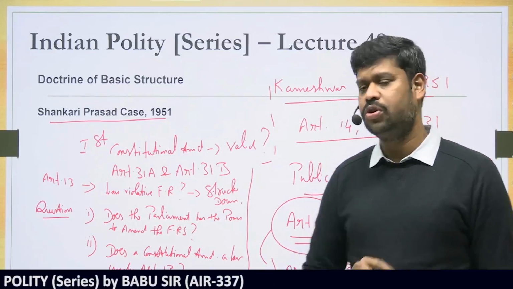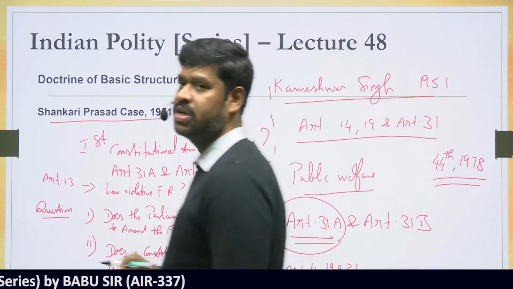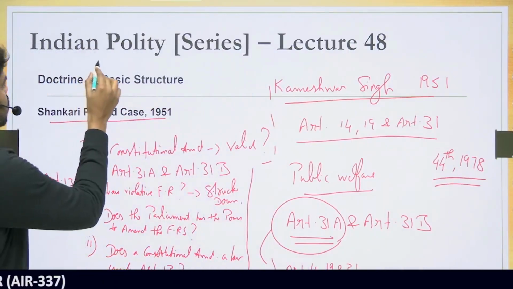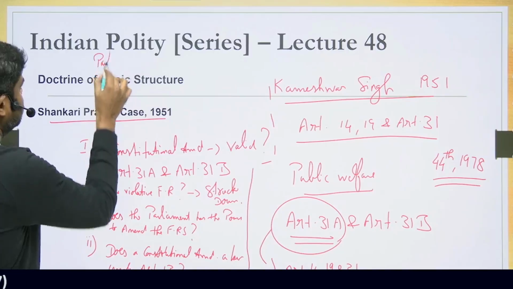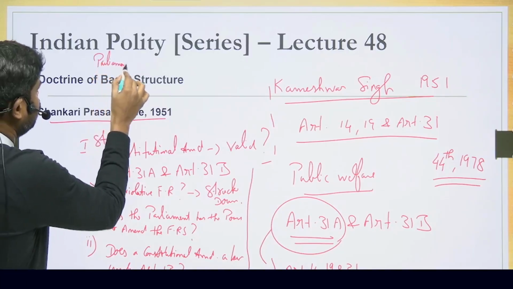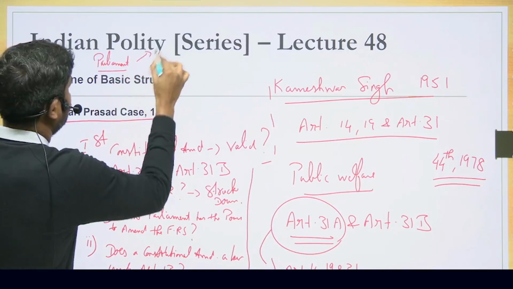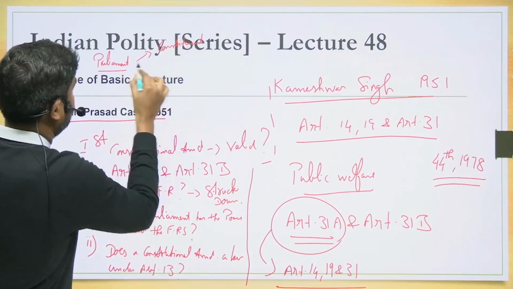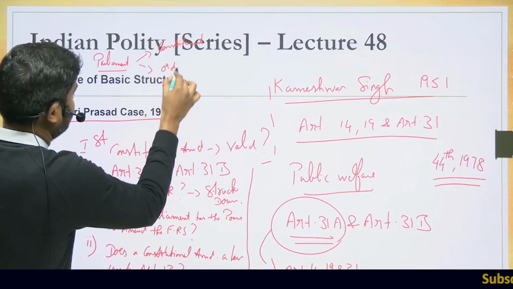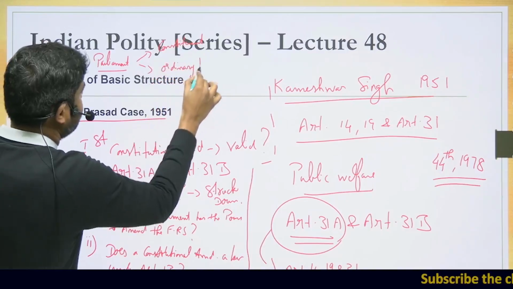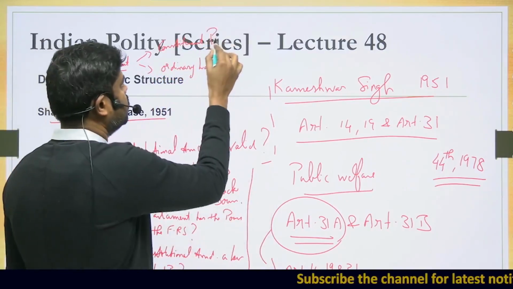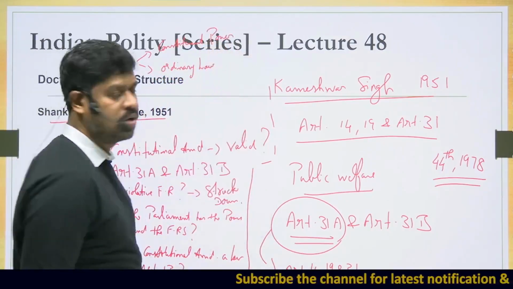If you look into the constitution, it gives the parliament two types of powers. This is their opinion. So as per the constitution in the Shankari Prasad case, the parliament has two types of powers. What are the powers? One is the constituent power and the other is the ordinary lawmaking power. So these are the two types of powers given to the parliament.